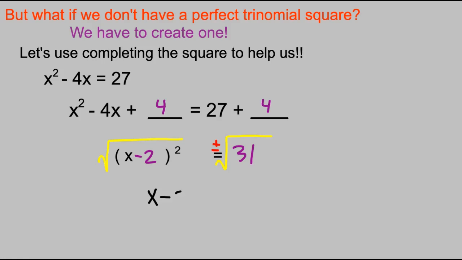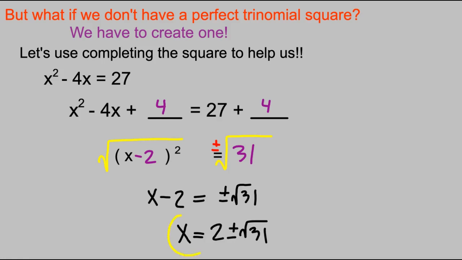So then you have x minus 2 equals plus or minus square root of 31. That's a prime number, so that's not going to simplify at all. So this one ends up being just positive 2 plus or minus square root of 31. No, that's just the square. Squared cancels out the square root there.